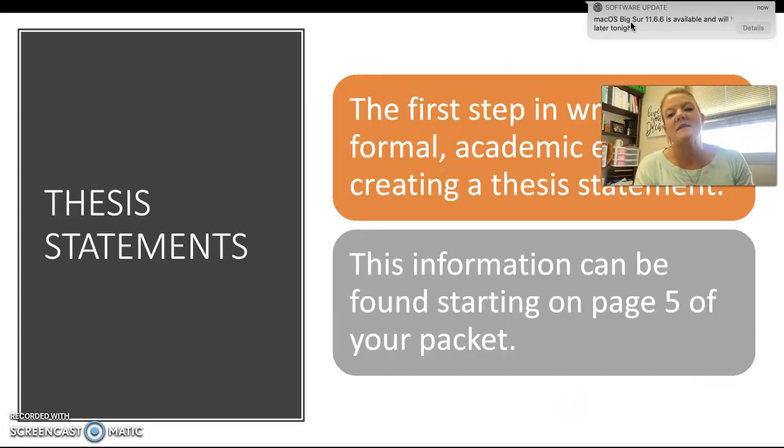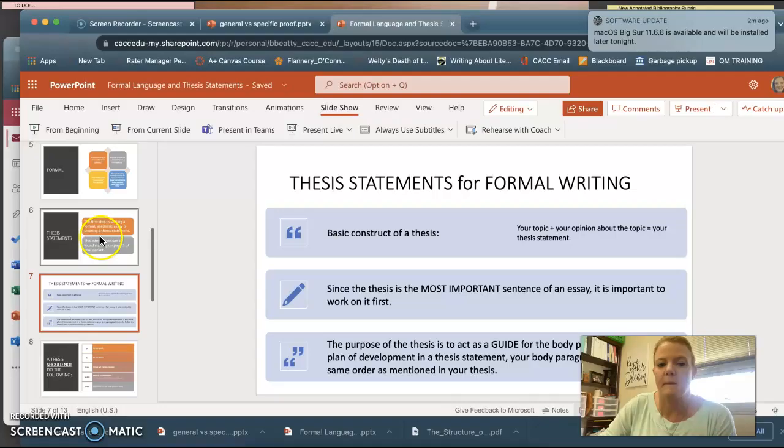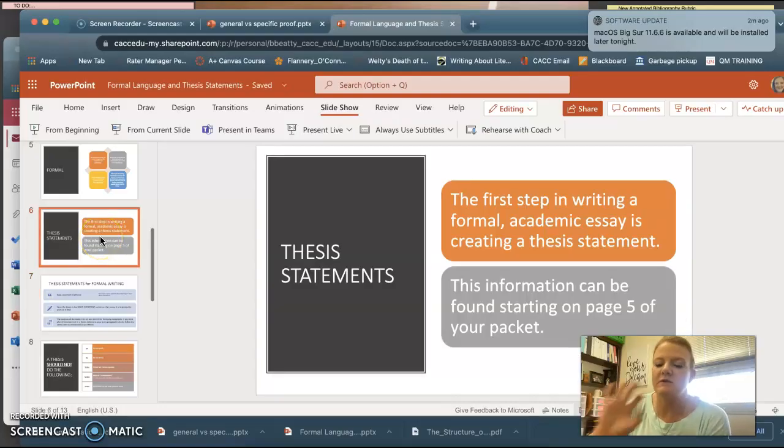So let's talk about thesis statements. The first step in writing a formal academic essay is creating a thesis statement. If you remember correctly from previous notes, a thesis statement is the last sentence of your introductory paragraph. So if you'll turn to your English handouts packet and turn to page 5, there's some information about thesis statements on that page.